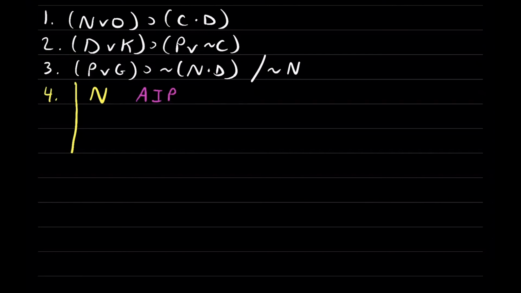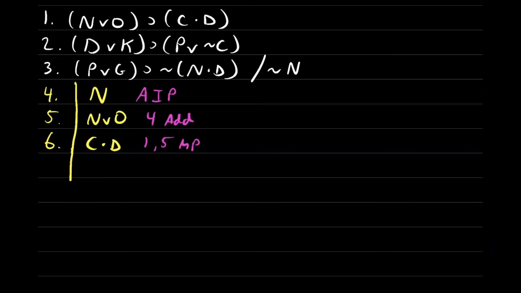Okay, what I see right off the bat is that by addition, I can get N or O, which is the antecedent to this conditional on line 1. So that's line 4 by addition. I'm going to go pretty quickly through this one. That'll give us C and D by modus ponens from line 1 and 5.